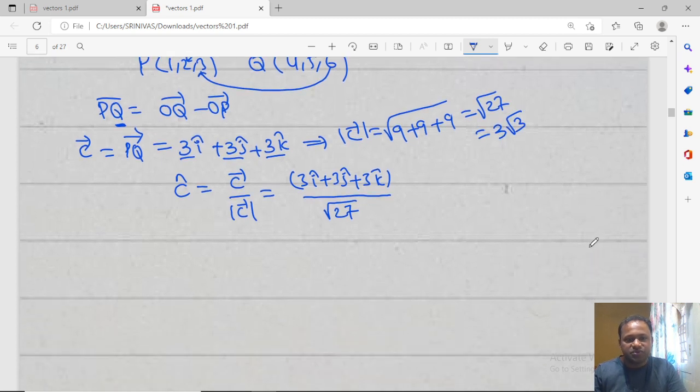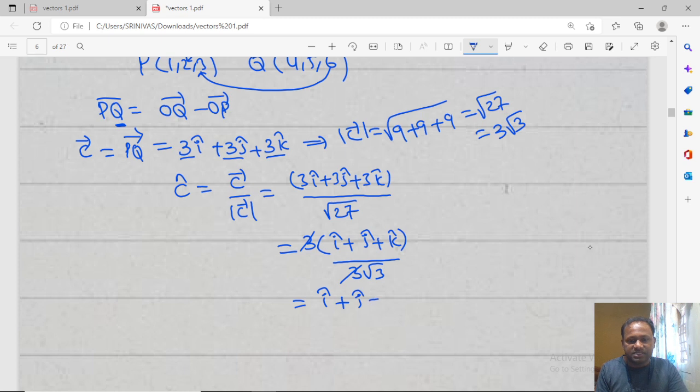Substitute here, what we get? From the numerator 3 is common: i plus j plus k cap divided by 3 root 3. 3 got cancelled. I got i cap plus j cap plus k cap divided by root 3. So this is C cap. Okay, easy, no? Very easy.